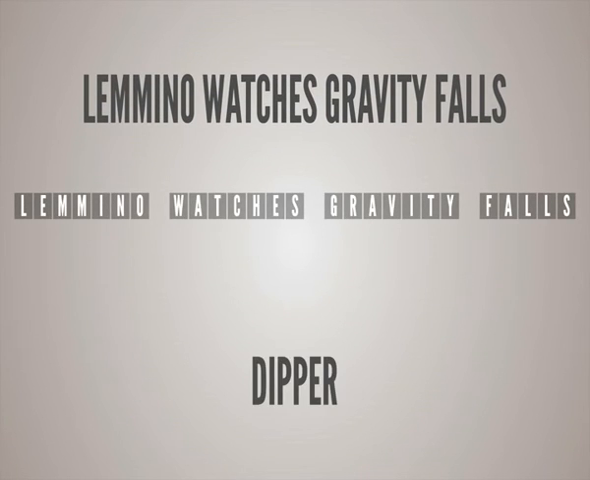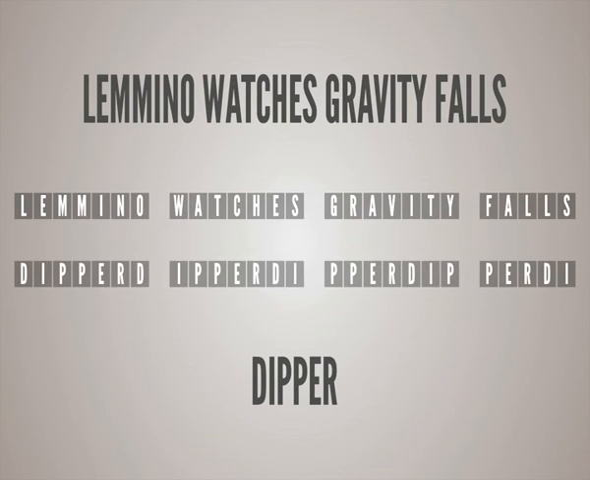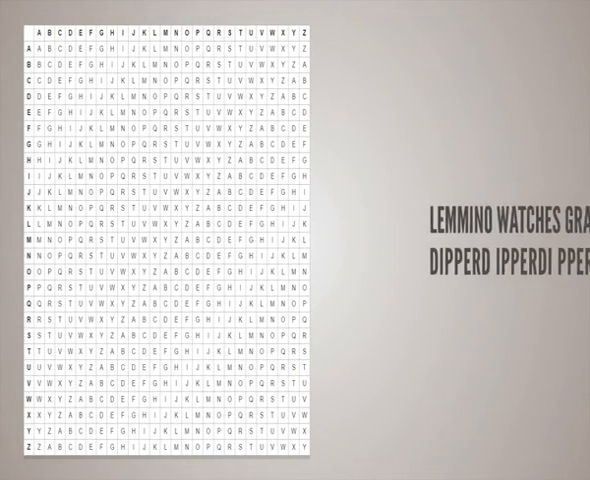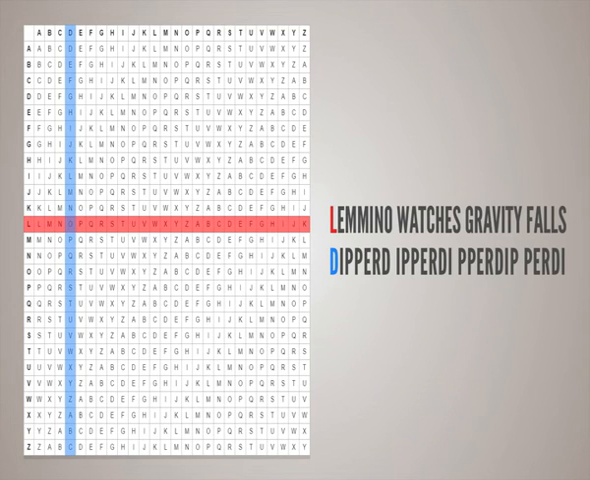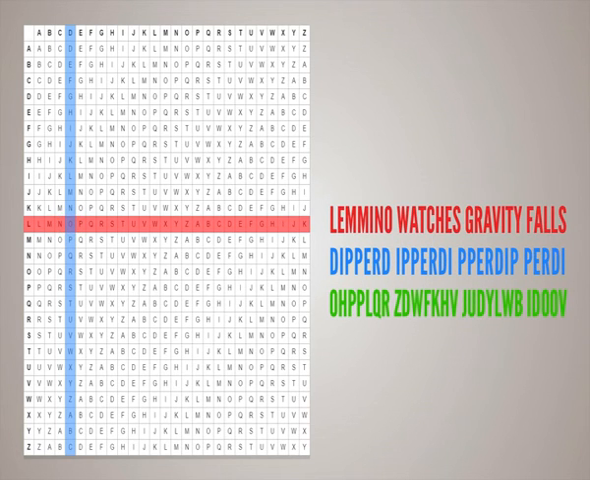We repeat this keyword until it matches the length of the message, like so, and then use something called the Vigenère square. The first letter of the message is L, which means the row that begins with L. And the first letter of the keyword string is D, which means the column that begins with D. Row L and column D intersect at O, so the first letter of the cryptogram is O. Then you repeat this process for each letter, and just like that, you have a secret message.